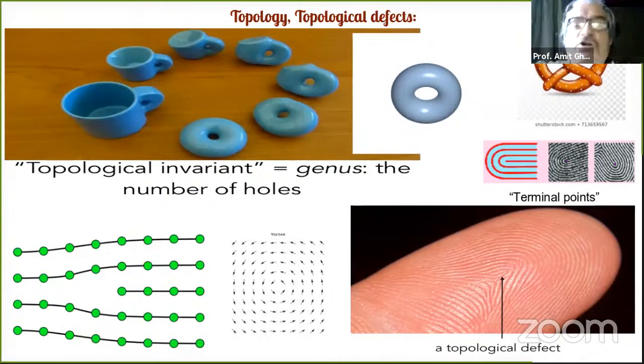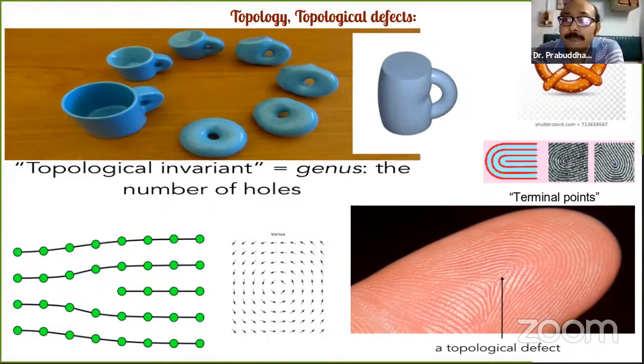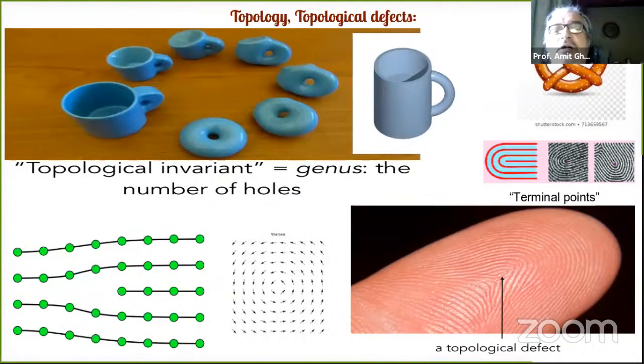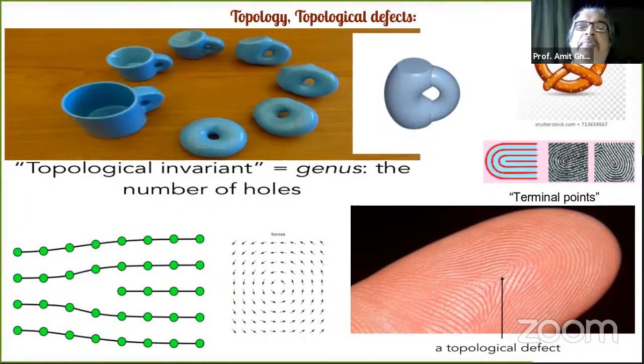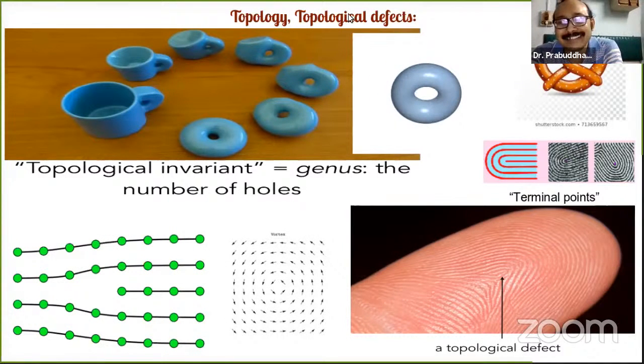By the way, how am I doing with time? You have about half an hour to 45 minutes. Okay, so I'm good. Thank you. Half an hour. Yeah, okay, half an hour. Very good.